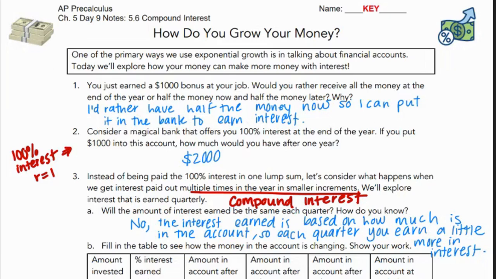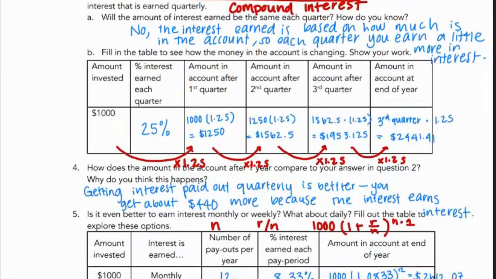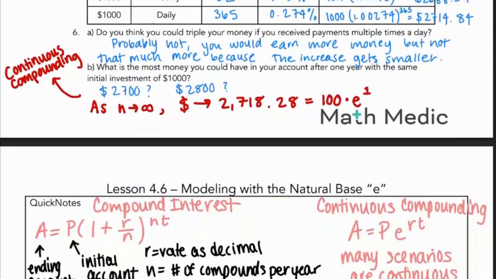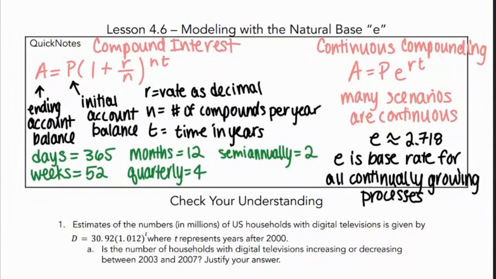Section 5.6 on compound interest. You should have completed page 1 in class with a partner or a small group today. If you were absent, then please look at the answer key attached on the assignment sheet. So if you need to pause the video, go ahead and do so. You're going to write down all of these formulas.